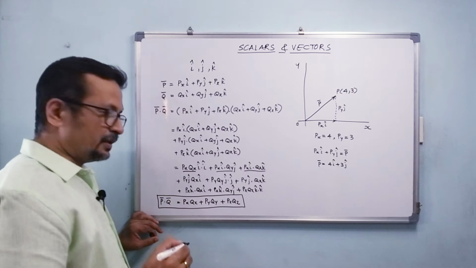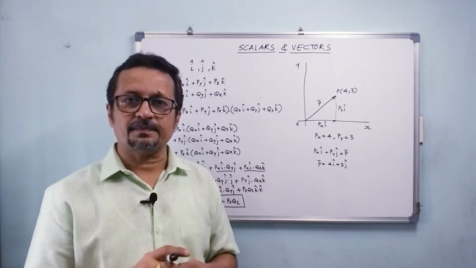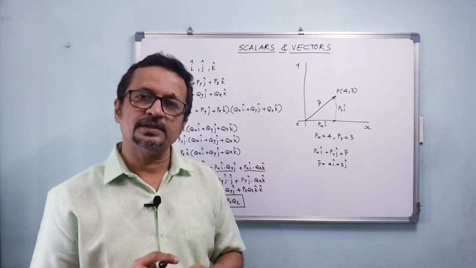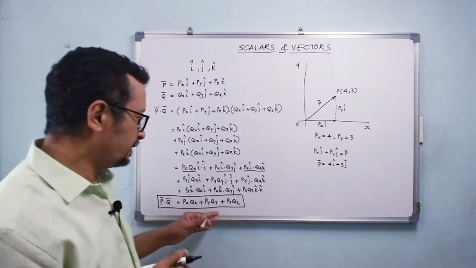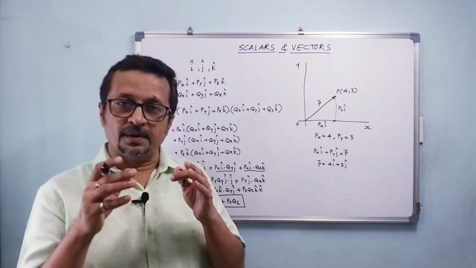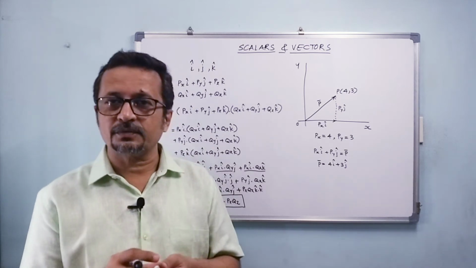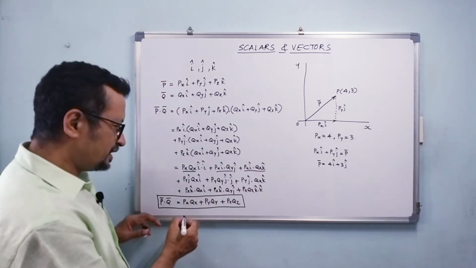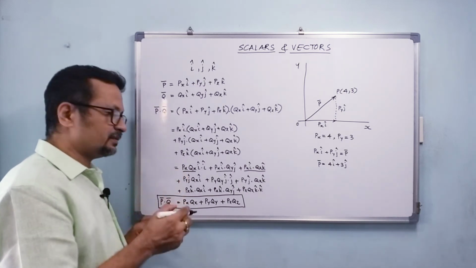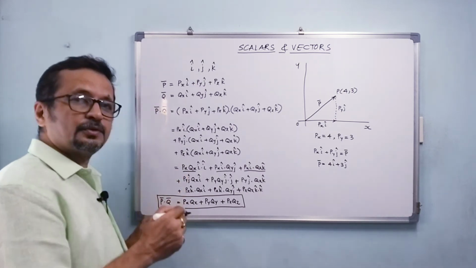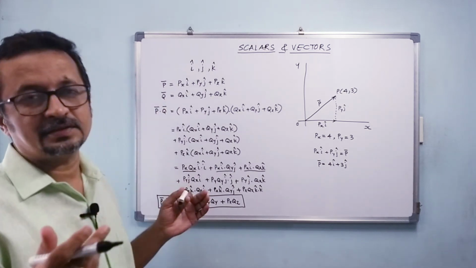So is it not simple? When you have a vector and its components along the x, y and z axes, then for the scalar product, you just take the products of the x components, y components and z components, add them, and you get the scalar product.